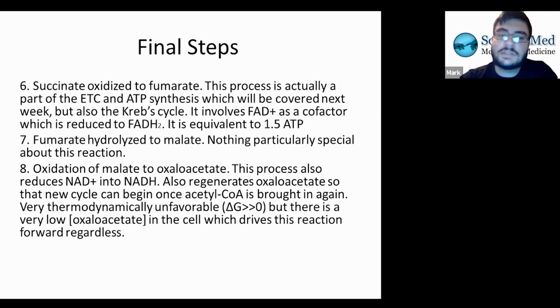Last step, and this is the step to go back to the beginning, oxidation of malate into oxaloacetate. This process also reduces NAD+ to NADH. This is the final step. Currently, after this step, we're on 6 NADH, 2 FADH2, and 2 ATP. Okay, just remember that. It also regenerates oxaloacetate, so the new cycle can begin once acetyl CoA is brought in again. Until it's brought in, nothing happens. It's kind of dormant. Then when you bring acetyl CoA in, the process starts again.